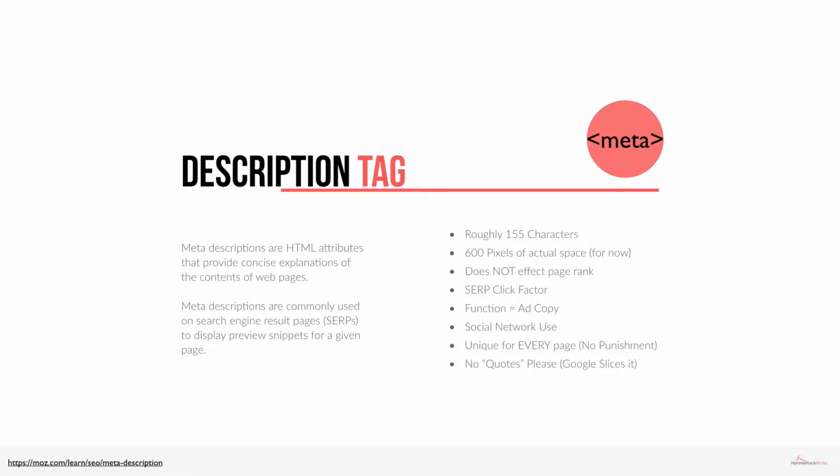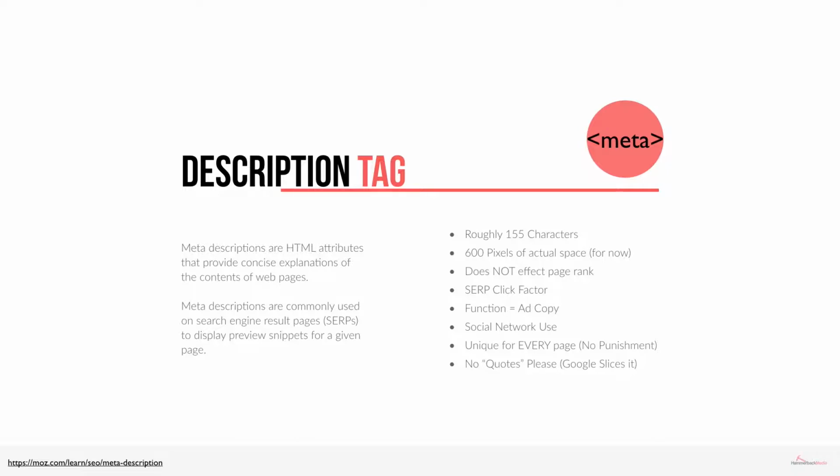It does not affect your page ranking at all, but it is one of the primary factors that users are going to consider when they decide whether or not to click on your link in search engine results. You should use the description tag as ad copy. It's your first opportunity to advertise your business. It also is the text that frequently accompanies the title tag when you share a link on social networks. There needs to be a unique description tag for every single page on your website. However, unlike title tags, you're not going to get punished for that.